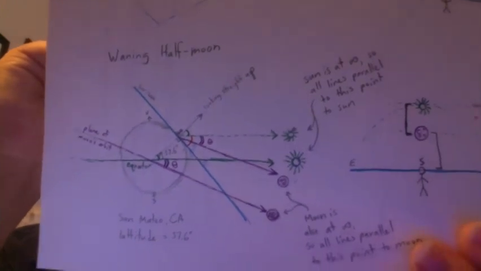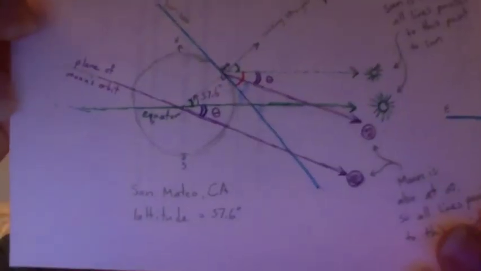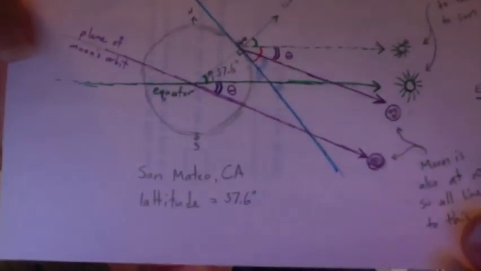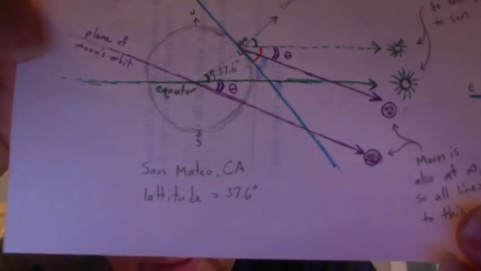Okay, so what is the angle that you're seeing? Well, I looked up the latitude of San Mateo, California, which is approximately 37.6 degrees. I'm assuming you're in San Mateo, California. Yep, that's right. Okay. This is the old draft. Here's the new draft, right? So let's go back to this.